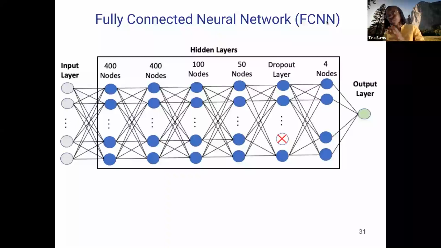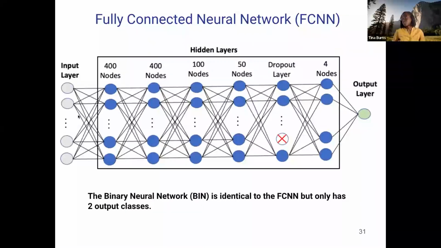For the fully connected network, what makes it different from the other networks is that, as you'll see here, these are the nodes or the neurons for the network. Each node here is connected to all the other nodes in the previous layer. That's why it's called a fully connected or dense network.